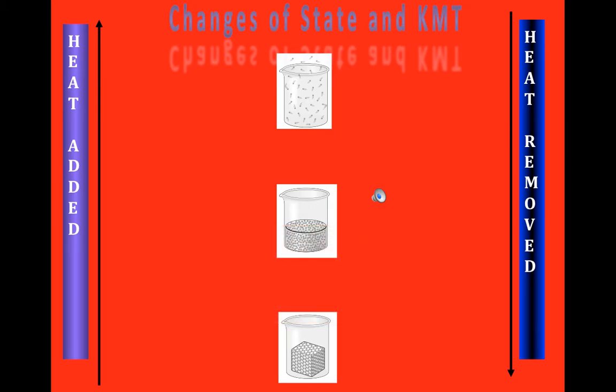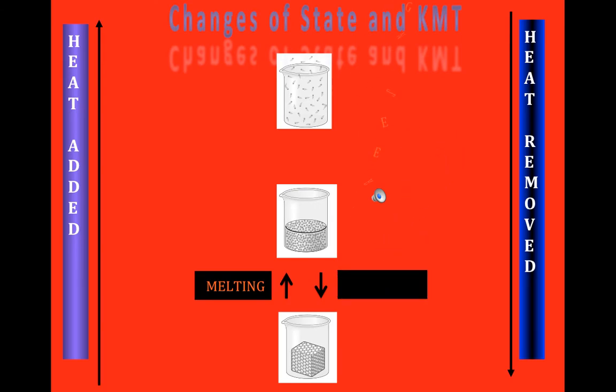So we look at what's happening here. We put in some arrows. There's an arrow showing melting. There's another arrow, and it's going to show freezing. So fill that in. Here's an arrow that shows evaporation, and an arrow that shows condensation.